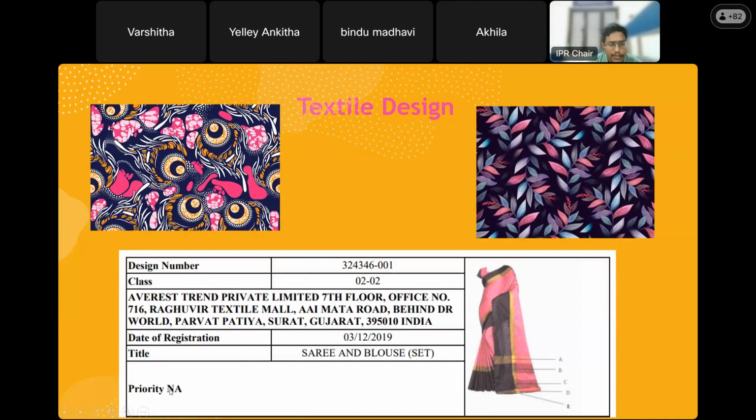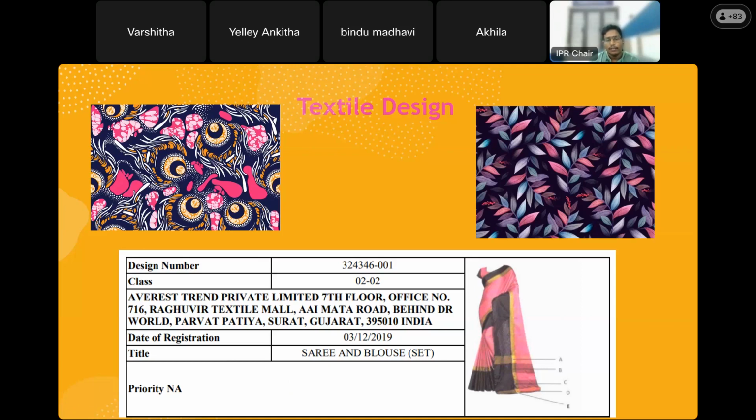This priority is nothing but, so there is a convention for design, in the way that there is for patents: the Paris Convention or PCT, Patent Cooperation Treaty, in the same way.